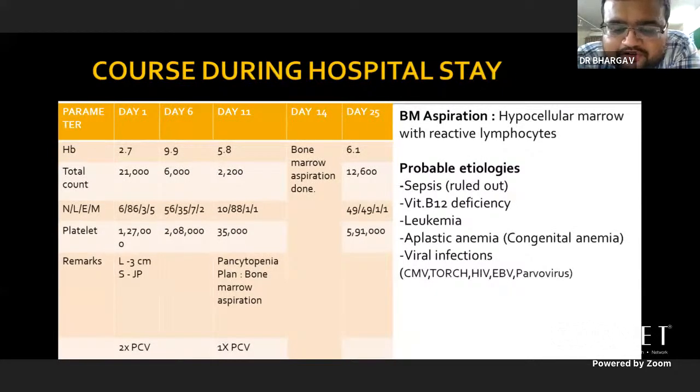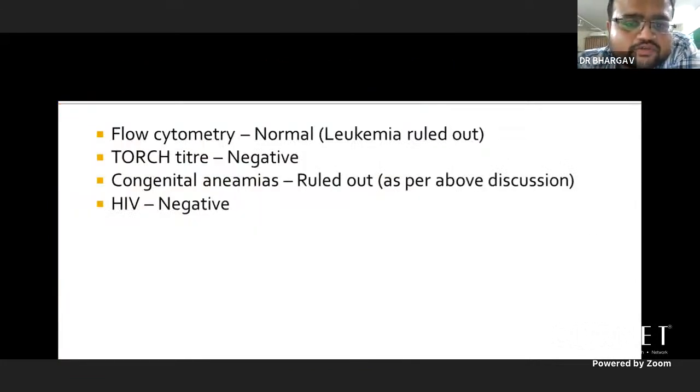HIV testing was also performed and ruled out. Two more common infections leading to pancytopenia, Epstein-Barr virus and parvovirus, are kept in mind, but we have not yet investigated for these viruses. Flow cytometry of the peripheral blood was also done, which was normal. Torch titer was also negative. Congenital anemia is also ruled out as per the above discussion, and HIV was also negative.